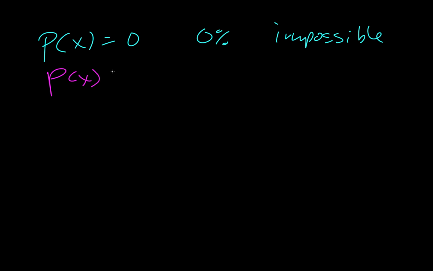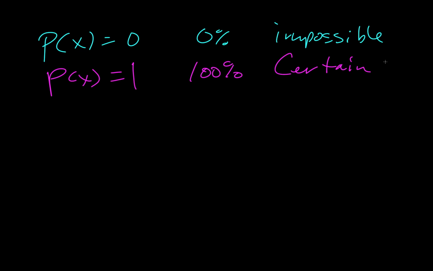Now if we say P of X equals 1, that's the same as saying 100%, and this is certain. That means it will happen for sure. And then all others will give us something between 0 and 1. Okay. Now, we're going to start by talking about experimental probability.